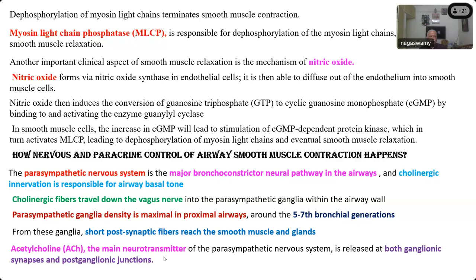And acetylcholine is the main neurotransmitter of the parasympathetic nervous system. And it is released both at the ganglionic level and the postganglionic junction. So yeah, acetylcholine is the main transmitter at both levels in parasympathetic. Whereas in sympathetic, at the ganglion level, it is acetylcholine. At the postganglionic level, for sympathetic, which is the transmitter? Noradrenaline. Yes, very good. That is the basic autonomic physiology.